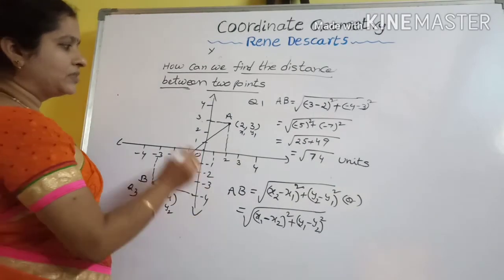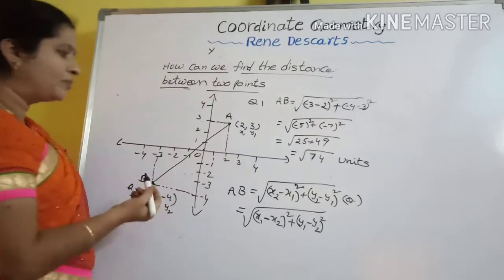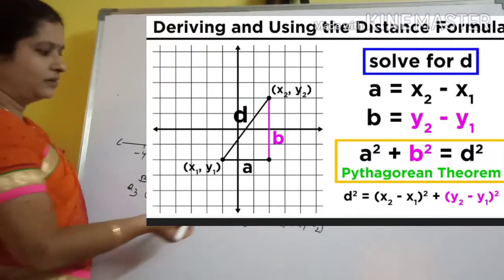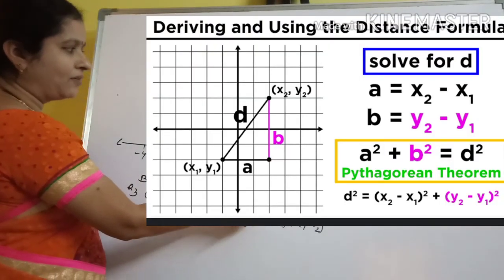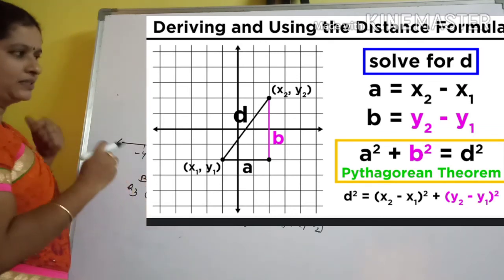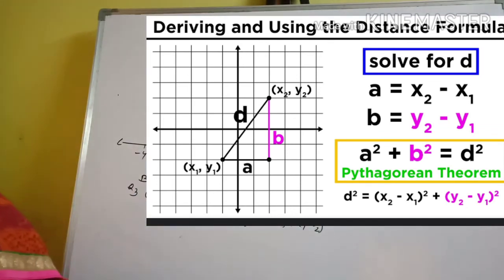So this is the process to find the distance between any 2 points in any quadrant. By using this formula we can easily find out the distance. So this is the process. Next one.